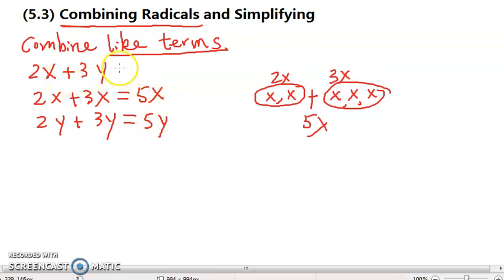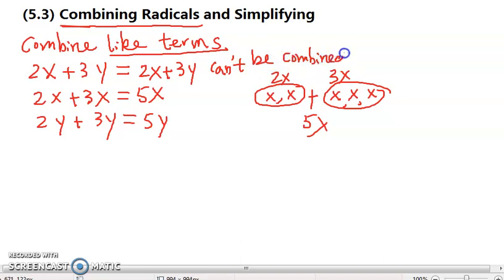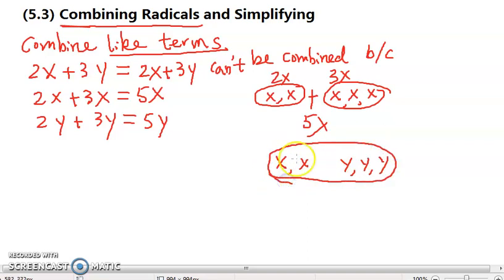But we cannot combine 2x and 3y. You can leave it as it is. 2x plus 3y will still be 2x plus 3y. Or you can just say it can't be combined because they're not like terms. Again, if we draw a graph, 2x means we got 2 copies of x, but 3y means we have 3 copies of y. Of course, 2 copies of x and 3 copies of y cannot be combined to get 5 copies of anything. So we're going to leave it as is because they are not like terms. So this is what we learned before.